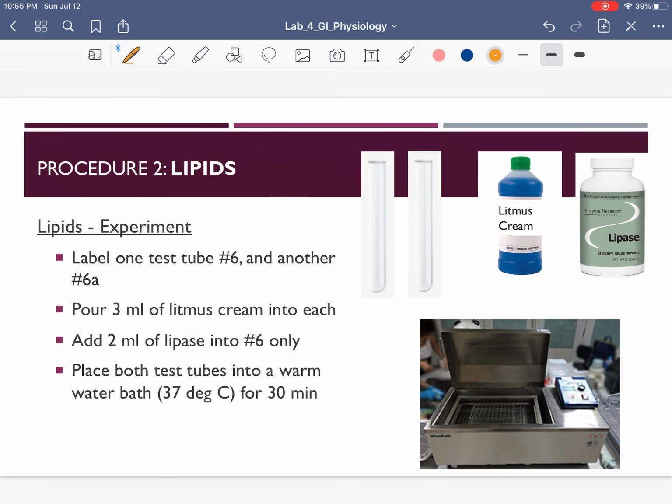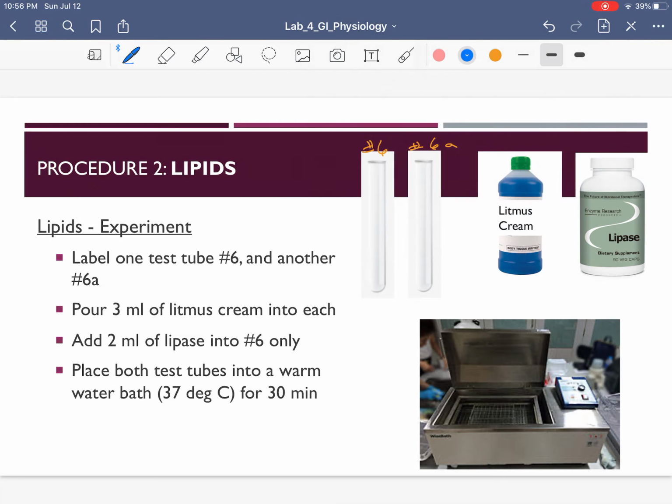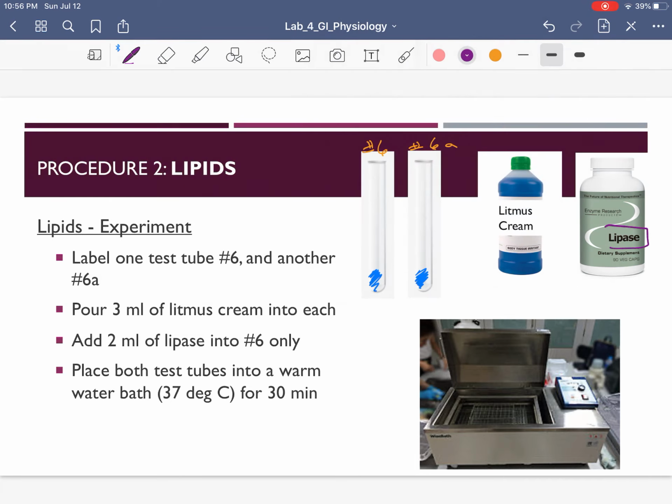What's our procedure now? Okay, so now we're going to have another test tube labeled number 6, and then one labeled number 6A. We are going to pour 3 mils of litmus cream into both. And remember, litmus cream contains the cream, which is our fat, and also our pH indicator. Now we're going to add lipase to test tube 6 only.